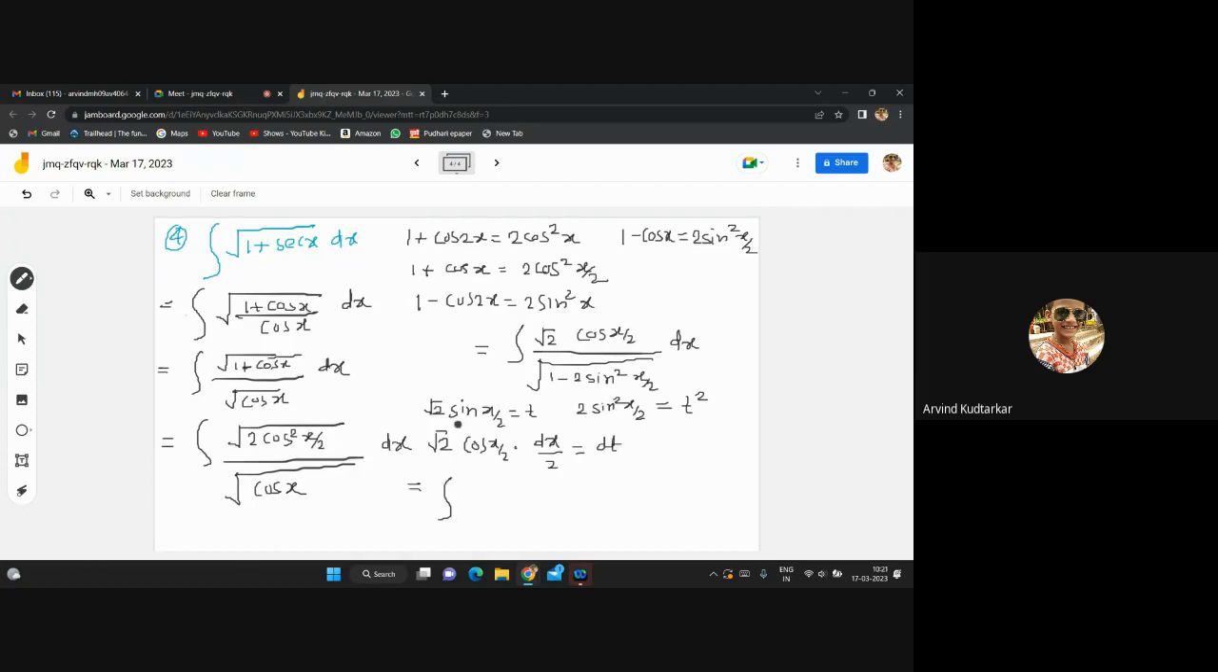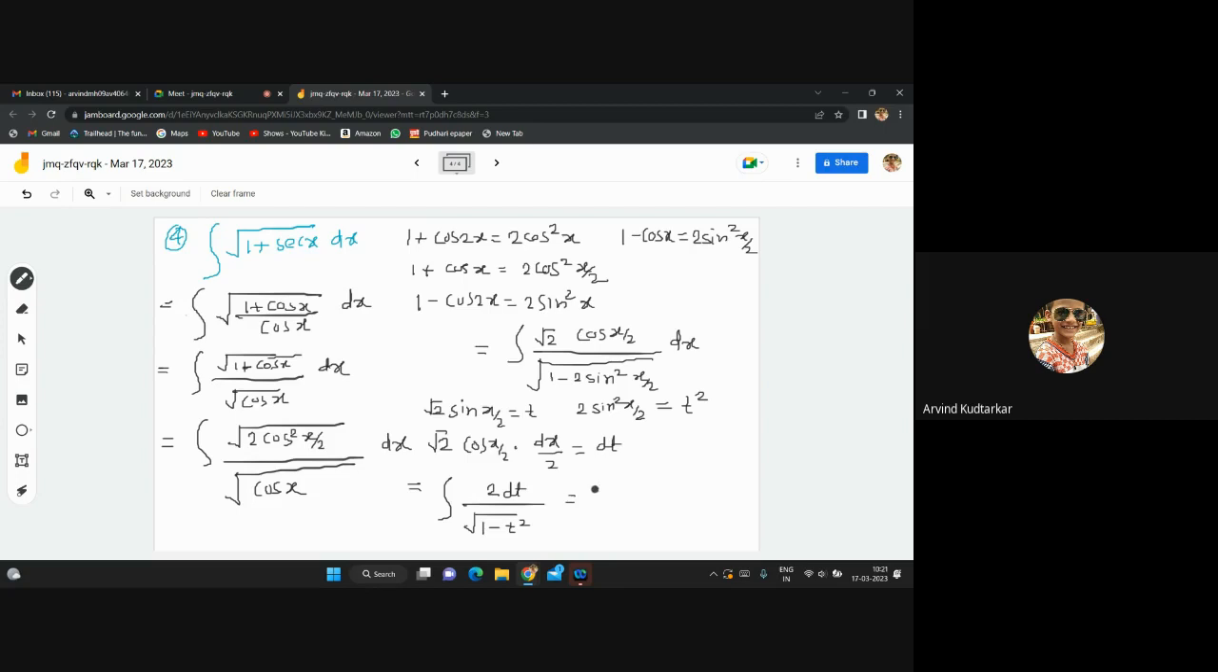Integration of root of 2 cos x by 2 dx. This value is here. That is equal to 2 into dt upon root of 1 minus t square. Are you clear?